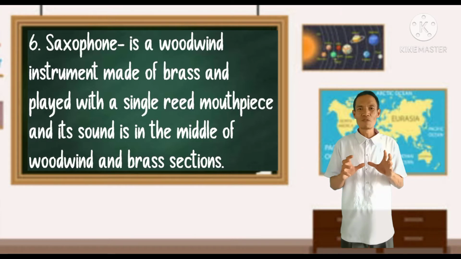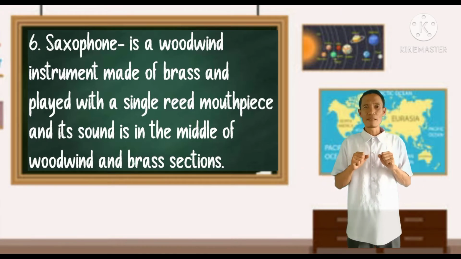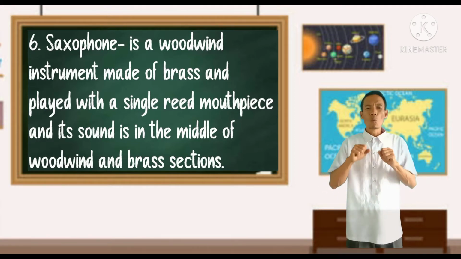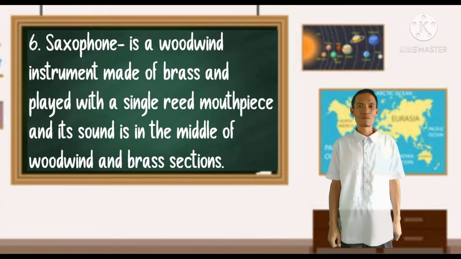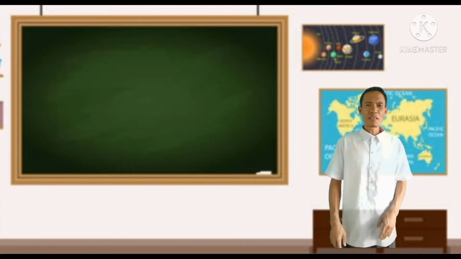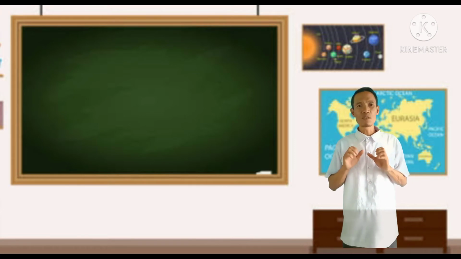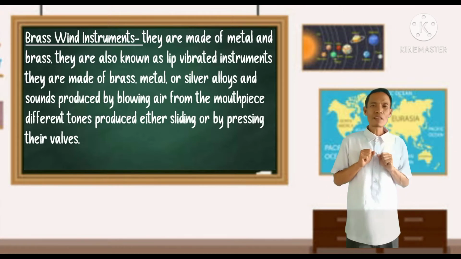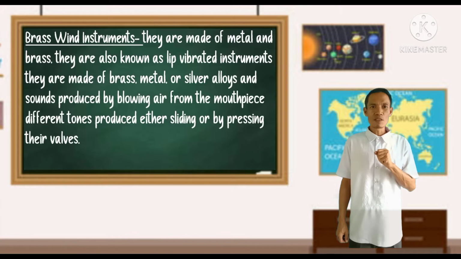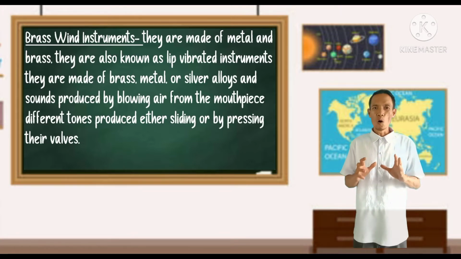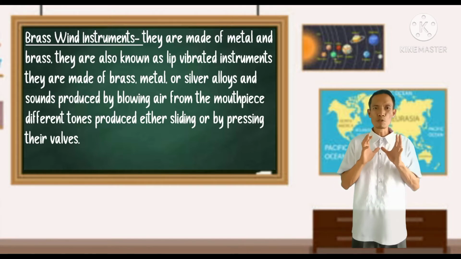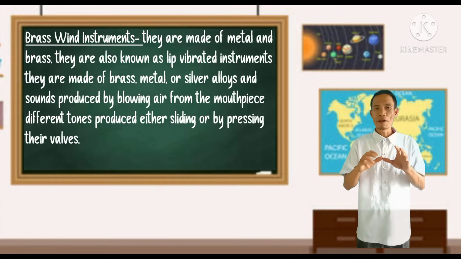Number 6 is saxophone. Saxophone is a woodwind instrument made of brass and played with a single reed mouthpiece. Its sound is in the middle of the woodwind and brass sections. This is the picture of saxophone. Now, our third section for the Western orchestra instruments is called brass wind instruments. They are made of metal and brass. They are also known as lip-vibrated instruments. They are made of brass, metal, or silver alloys and sounds are produced by blowing air from the mouthpiece. Different tones are produced either by sliding or by pressing their valves.